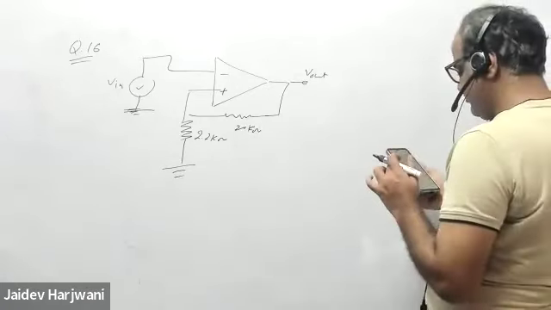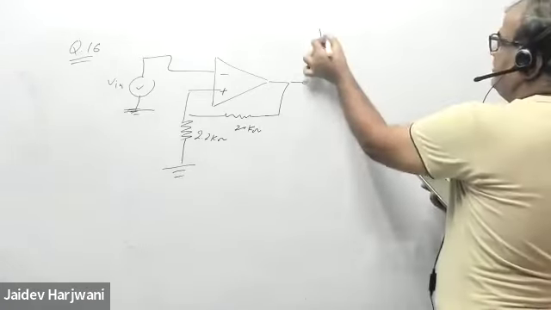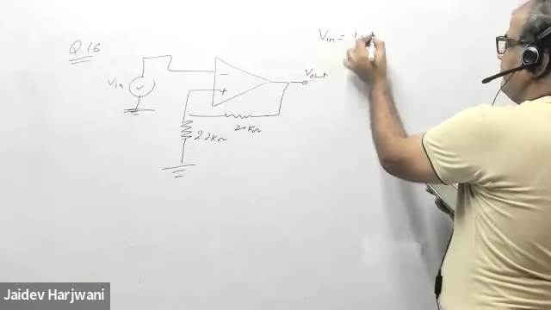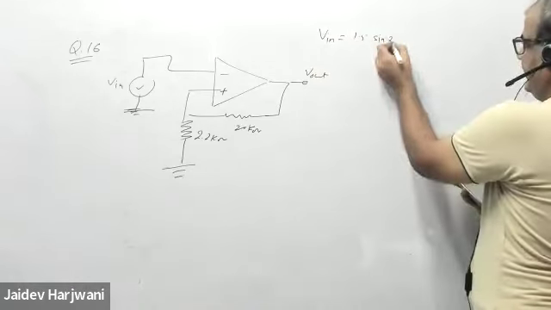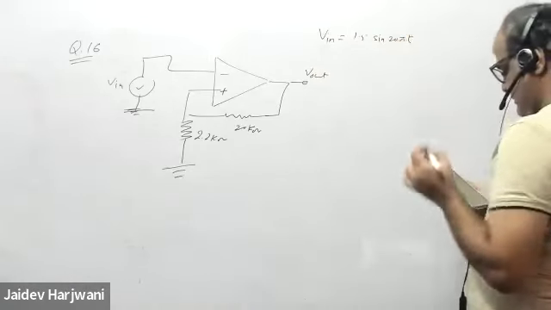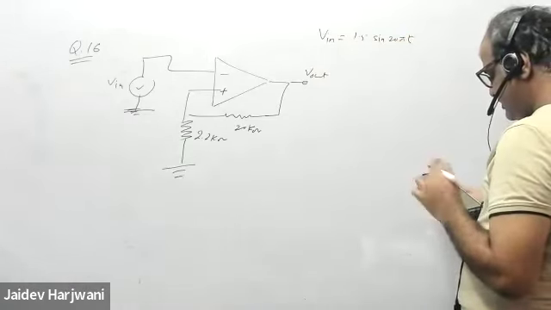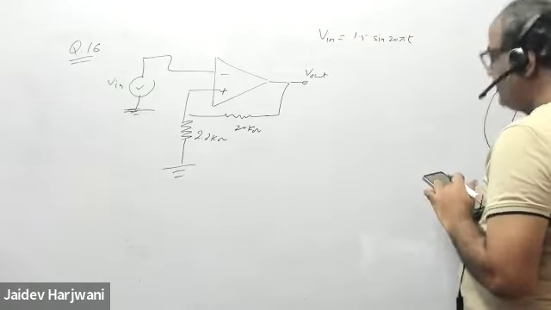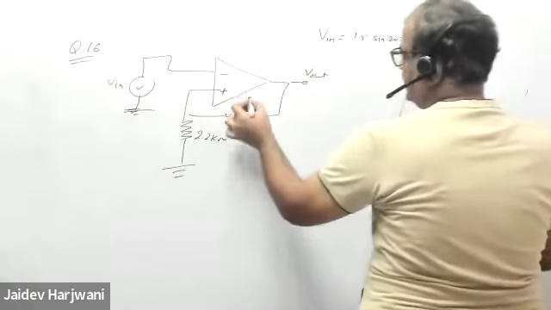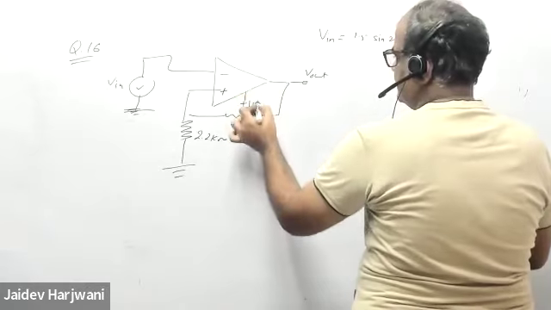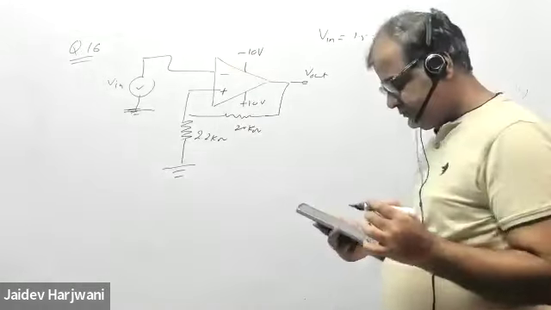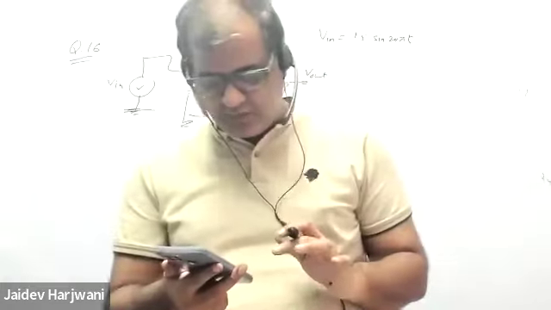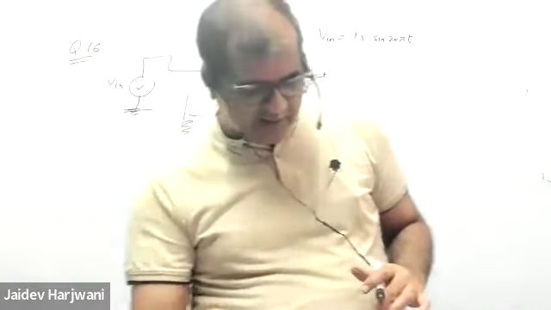So V input is 1.5 sine 20 pi t in volts, and the saturation voltage is plus minus 10. Tell me, brother, which option will come?